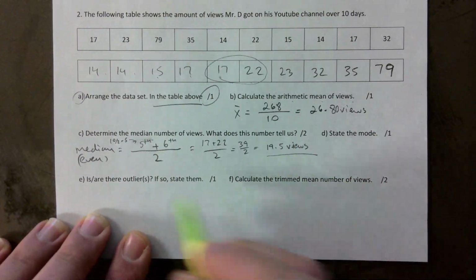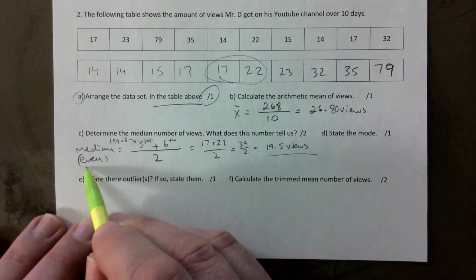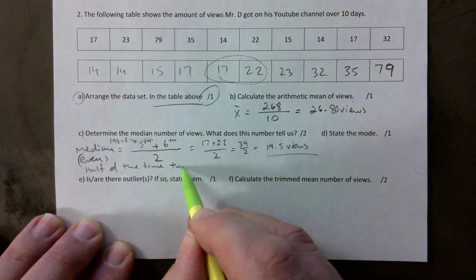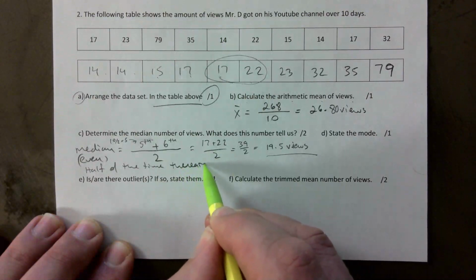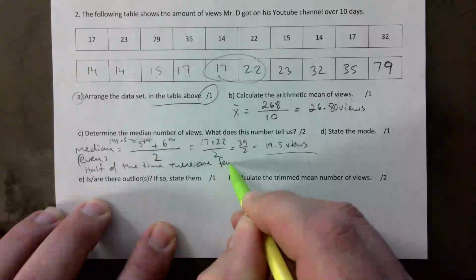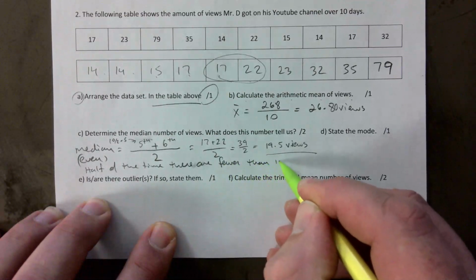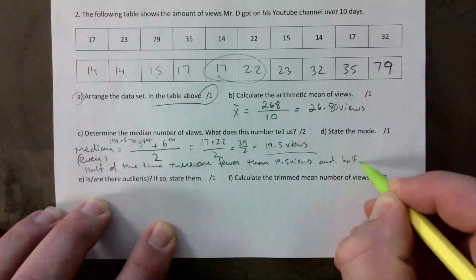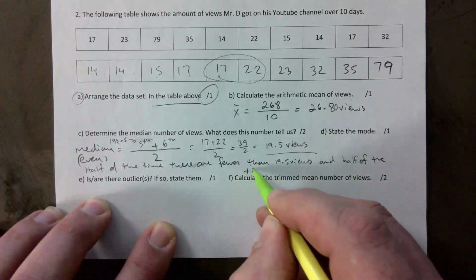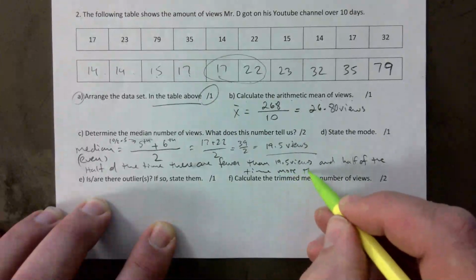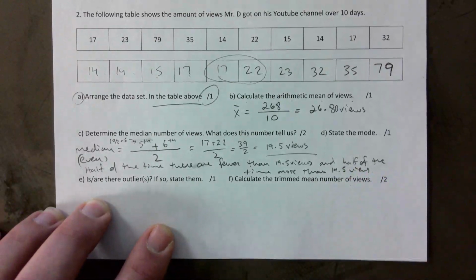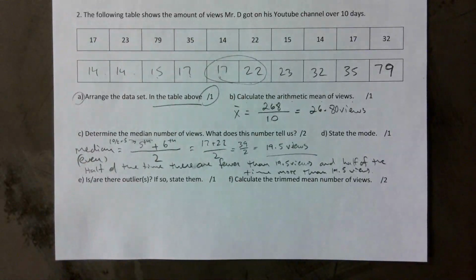So what does this number tell us? I'm trying to squeeze that in here. Half of the time there are fewer than 19.5 views, and half of the time more than 19.5 views. If you just said more, I'm okay. You don't have to say 19.5 again. Okay? But that's what the median is telling us.